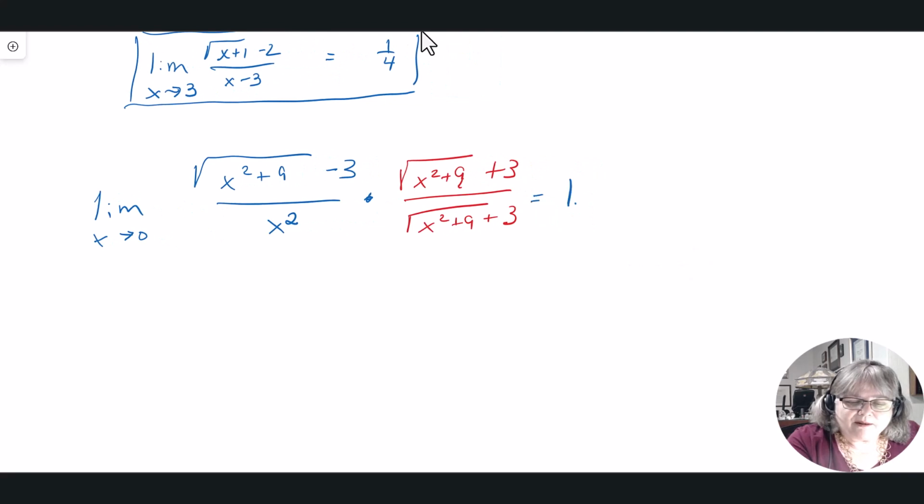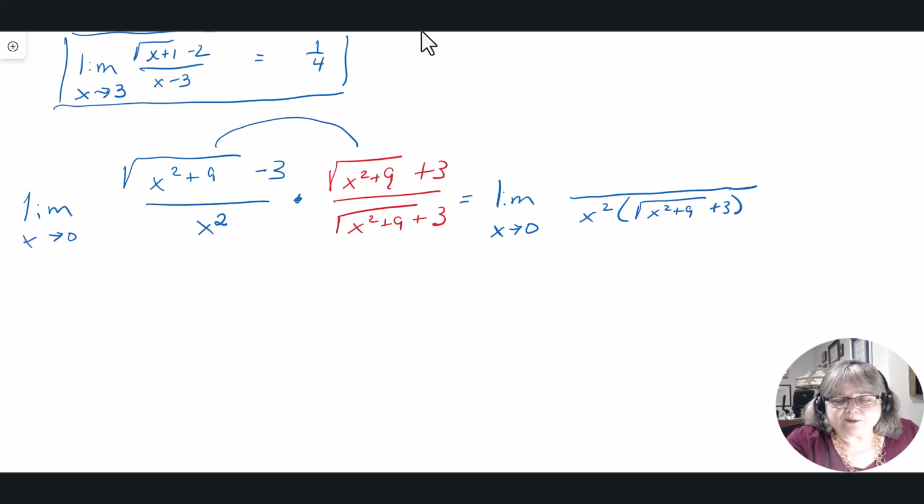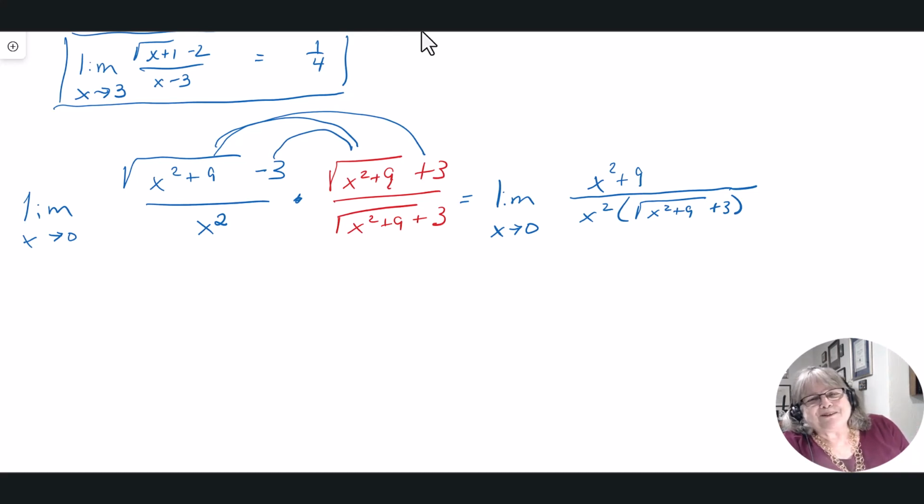So when I multiply that out, and remember you have to keep writing the word limit until you substitute the number in. On the bottom, in the denominator, you would have x squared times the square root of x squared plus 9 plus 3. And on the top, you'd have the square root of x squared plus 9 times the square root of x squared plus 9, which is x squared plus 9. And then you would have plus 3 times the square root of x squared plus 9 minus 3 times the square root of x squared plus 9. I didn't really realize that was going to be a tongue twister, but I think it has. And minus 3 times plus 3 is minus 9.